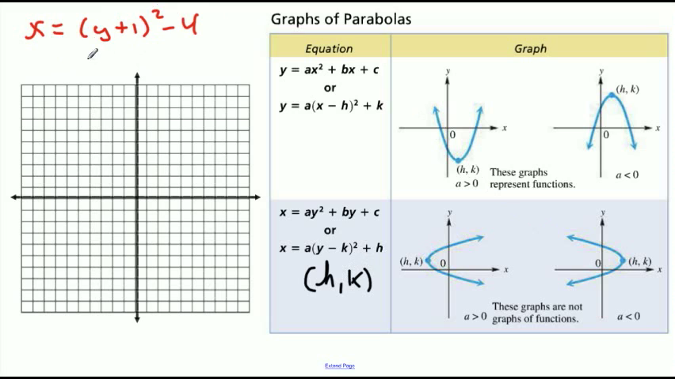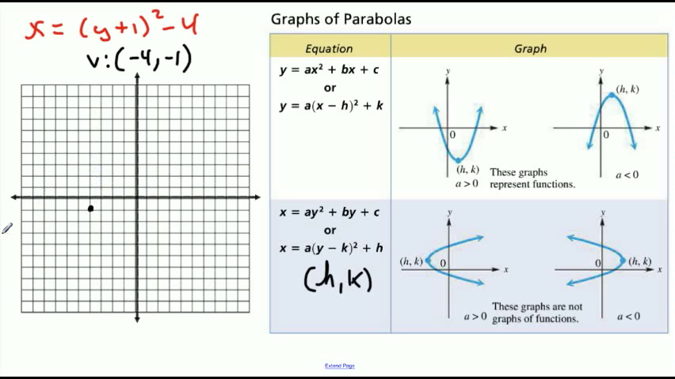Notice that then this vertex, again, this is my h, -4, and then k, so -1. So that's the first part we have to do, find the vertex. Now let's go to graph this. -4 and then -1, right?